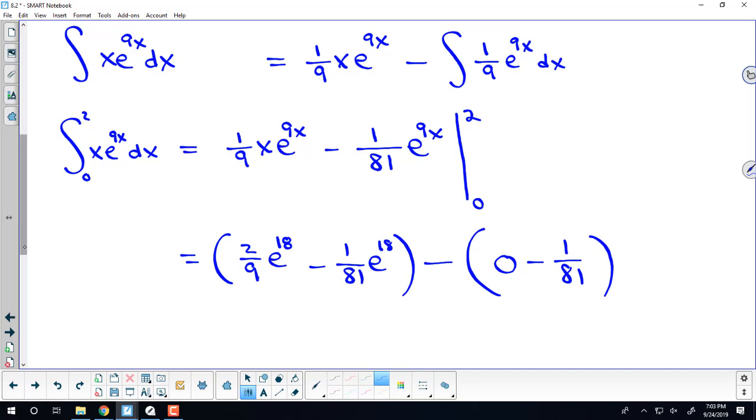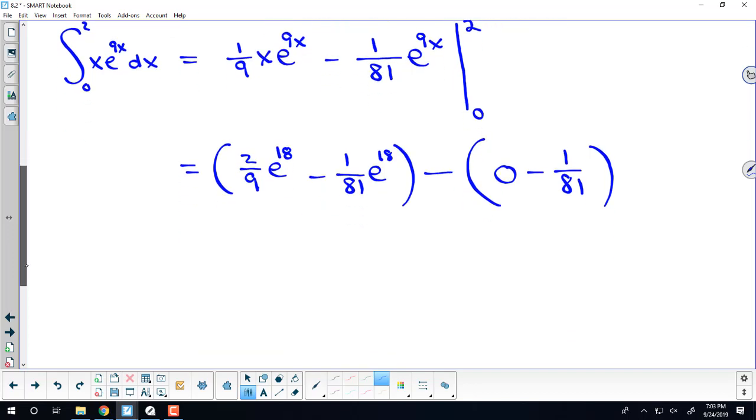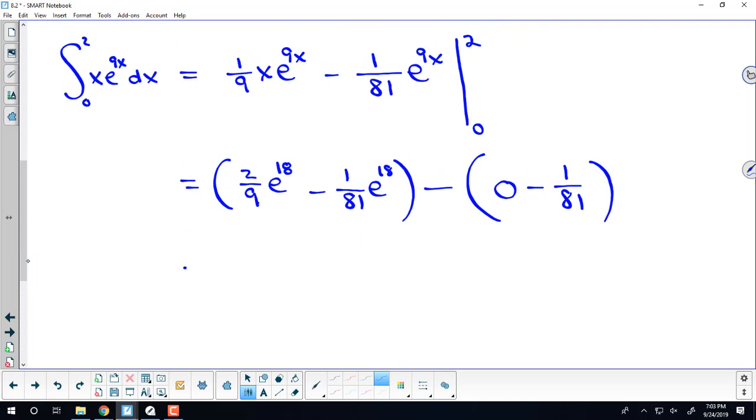Is everybody all right with that? Find the antiderivative, then plug in the bounds. So what do we have? 18 over 81 minus 1 over 81. So you have 17 over 81 of those. And then we have our 1 over 81.